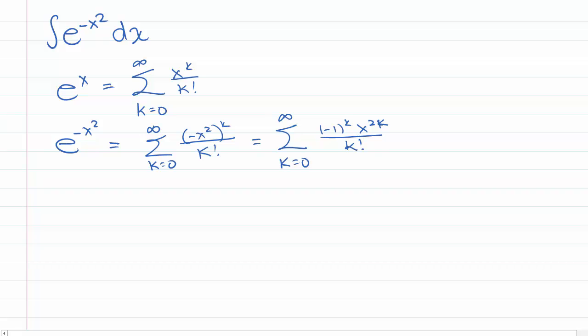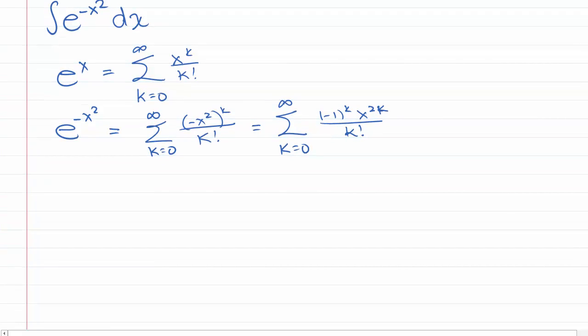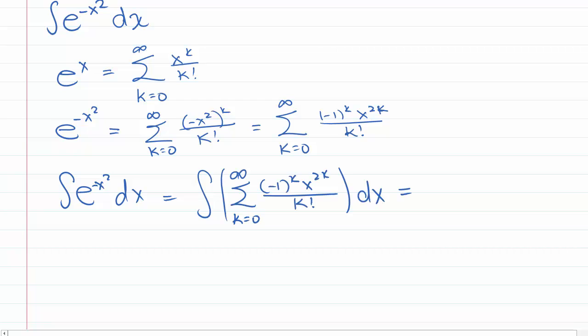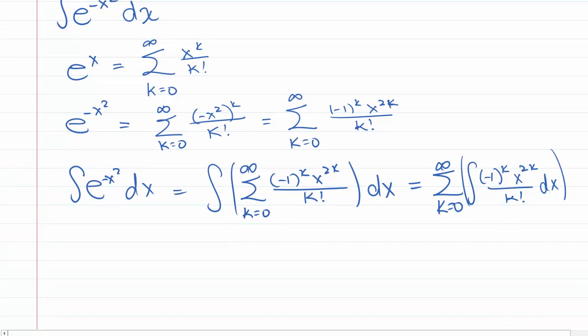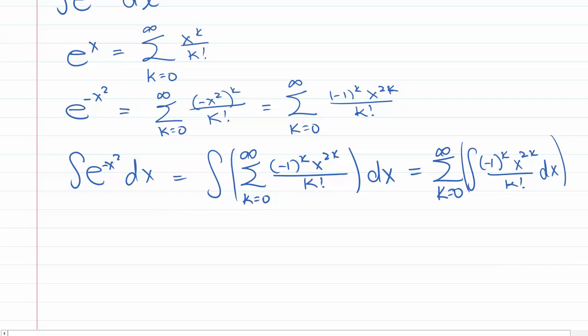And now, if we want to integrate it, the integral of e to the negative x squared is the same as the integral of the power series, which is the same as the power series of the integral. This was a big theorem that we had. But remember now, the integral only cares about x. It doesn't care about those k's. So this is just the sum k goes from 0 to infinity of, we keep our negative 1 to the k, we keep our k factorial, and we just take the integral of x to the 2k to get x to the 2k plus 1 over k plus 1.